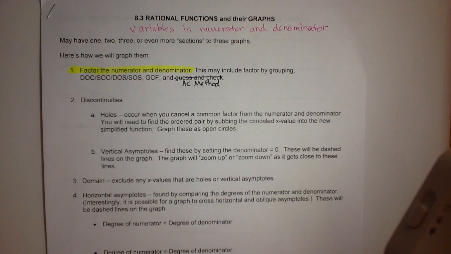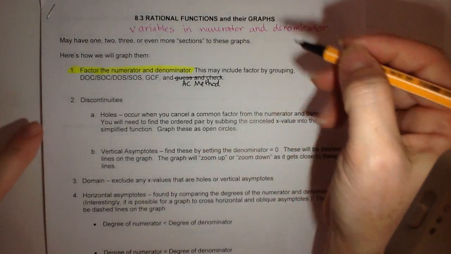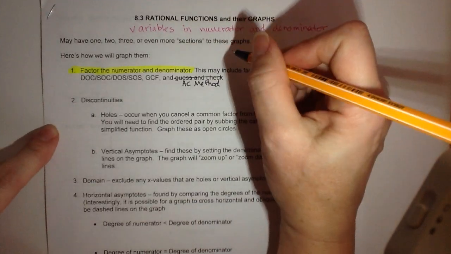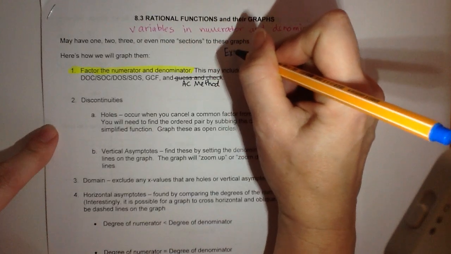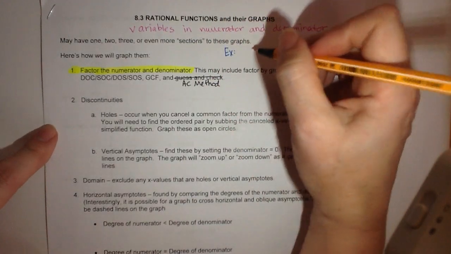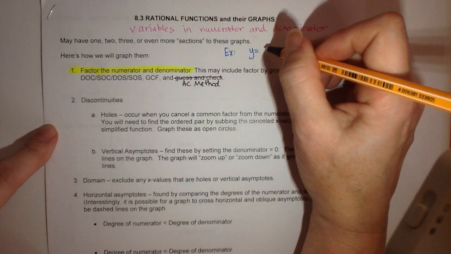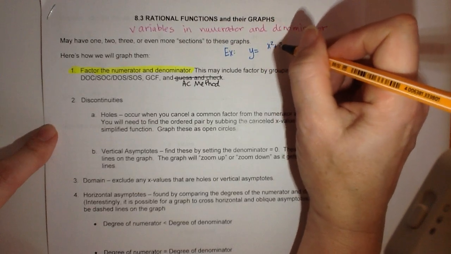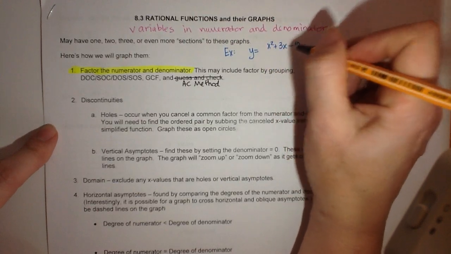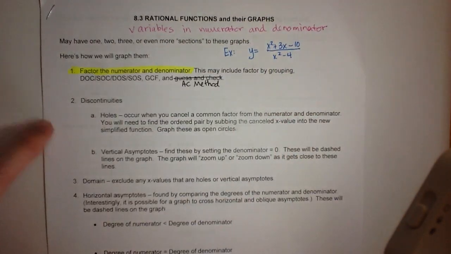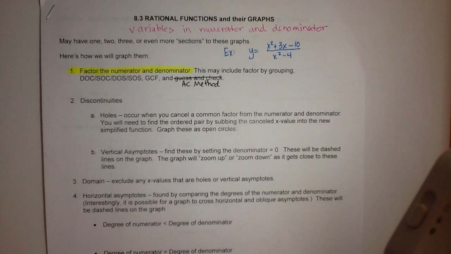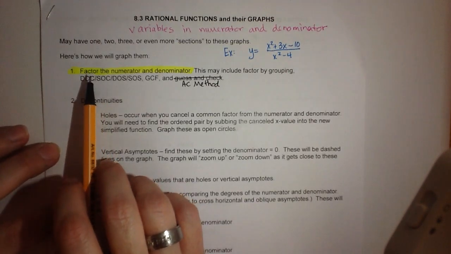So what we're going to do on this page is we're going to work one example all the way through the different parts. So here's an example of a function that would have variables in the numerator and denominator. So y equals (x squared plus 3x minus 10) over (x squared minus 4). So our very first step is factor the numerator and denominator.